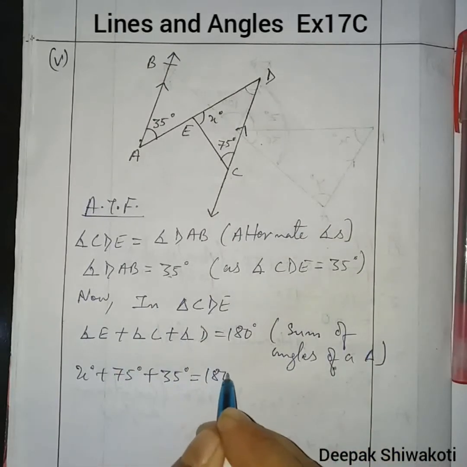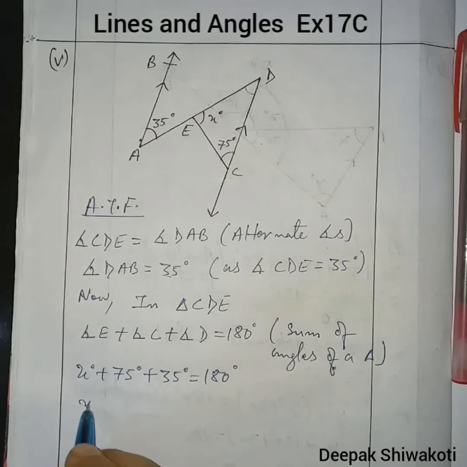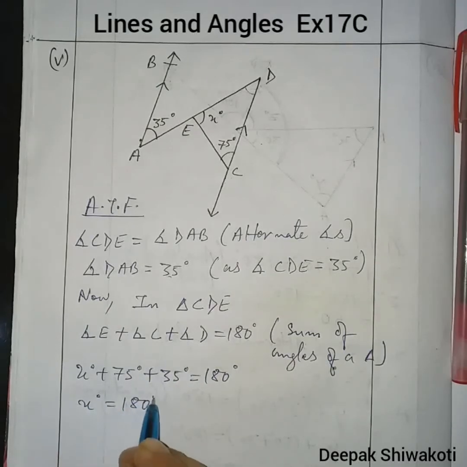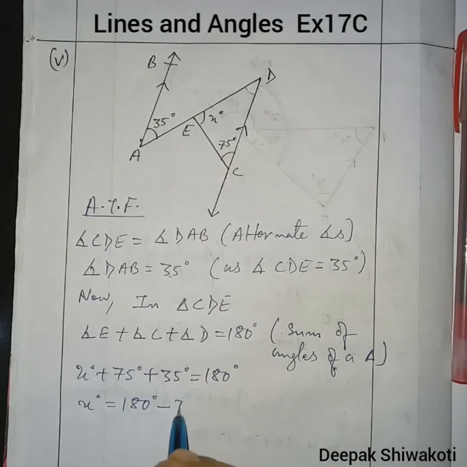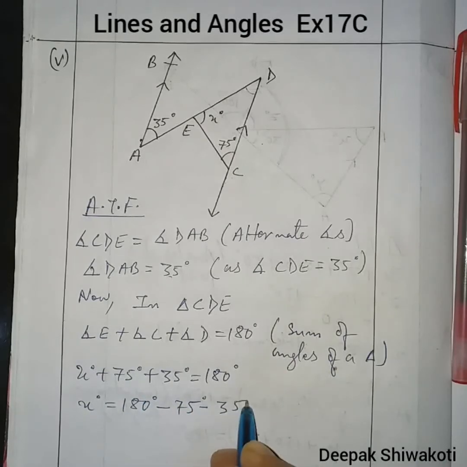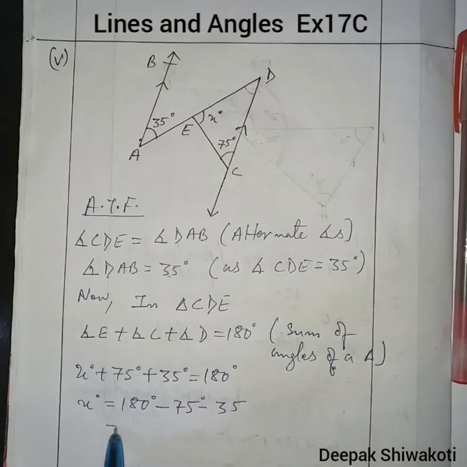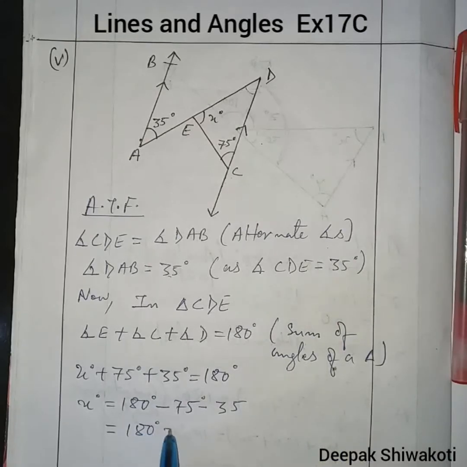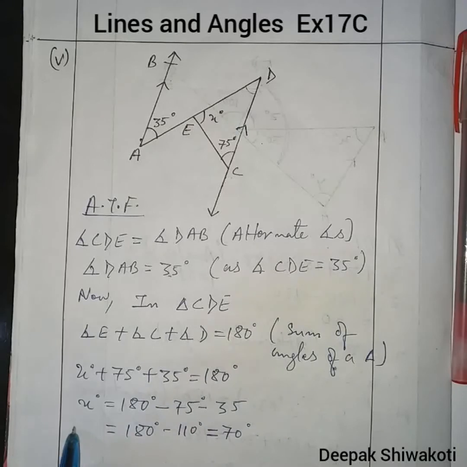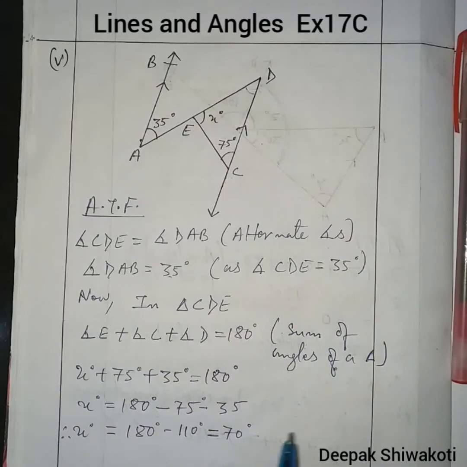So here 180 degree. So now x will be equal to 180 minus 75, this also goes that side, minus 35, which will be equal to 180 minus 110, these two together 110, which is equal to 70 degree. Okay, so x we got as 70 degree.